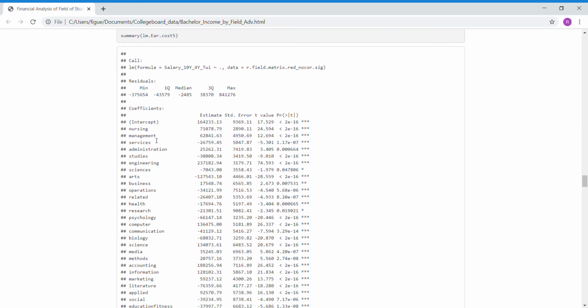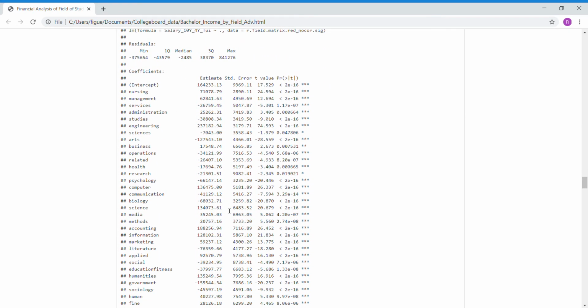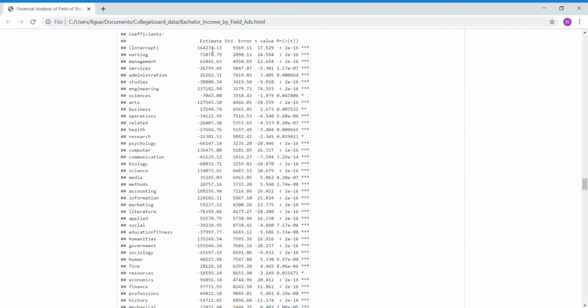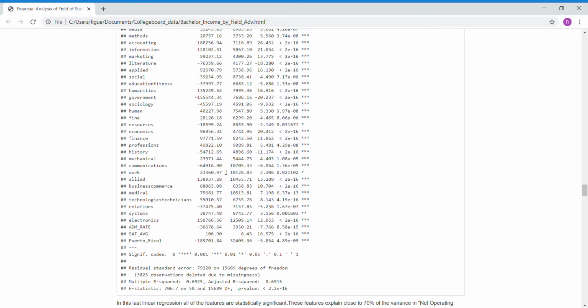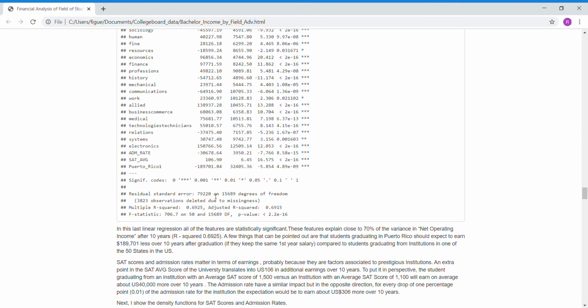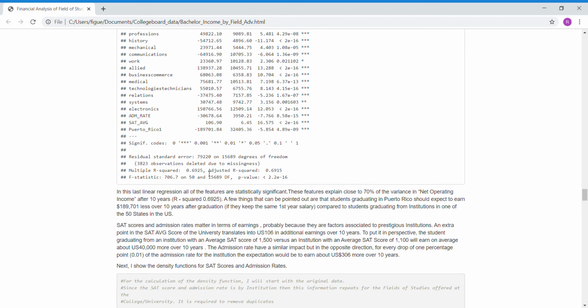And once that was done, I ended up with this particular linear regression where you have the intercept and then all of the coefficients. And at the end here, you're going to notice that this pretty much is a good approximation to the earnings. It explains close to 70% of the variance, which is really good. Some of the things that we can note here is that students graduating from an institution in Puerto Rico would expect to make about $190,000 less over 10 years. I think that's an important finding.